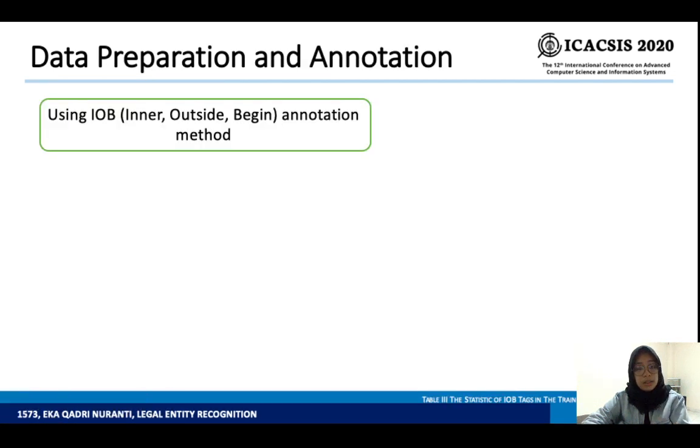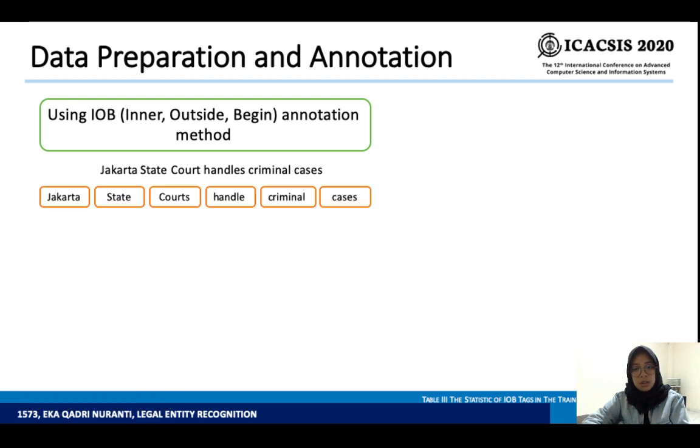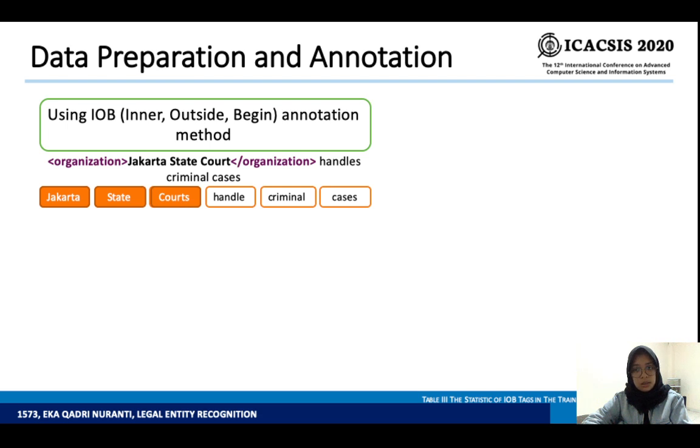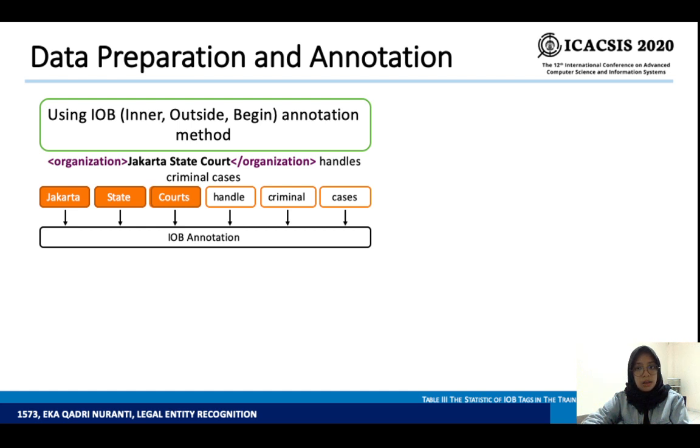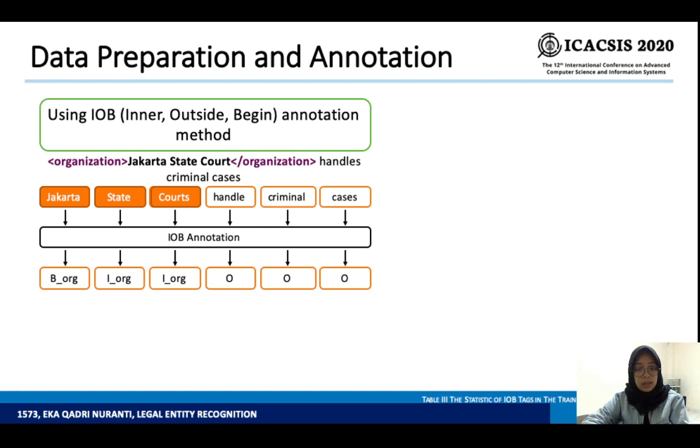And as I said earlier, when we annotate the data, we use the rule-based approach. Not only that, we also use IOB annotation so that each entity has a begin and inner tag. For example, Jakarta State Court handles criminal cases, and the rule-based output gives the label for Jakarta State Court as an organization. So for IOB annotation, it only adds a begin tag for Jakarta and an inner tag for State and Court.